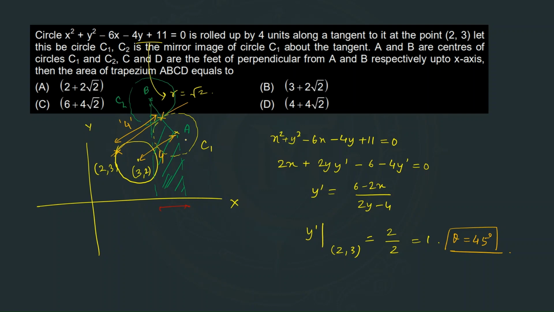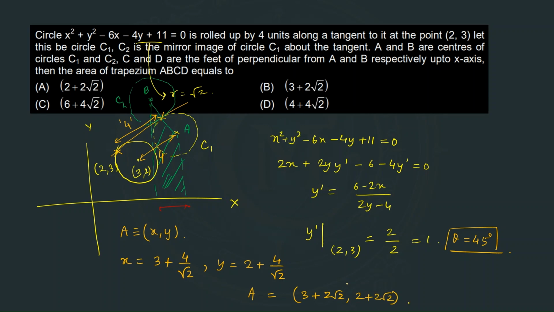Now we want to calculate the coordinates of A. Let's say the coordinates of A are (x, y). So x will be 3 plus 4 cos theta, so 4 by root 2, and y will be 2 plus 4 sin theta, again 4 by root 2. So we get the coordinates of point A as (3 + 2√2, 2 + 2√2).